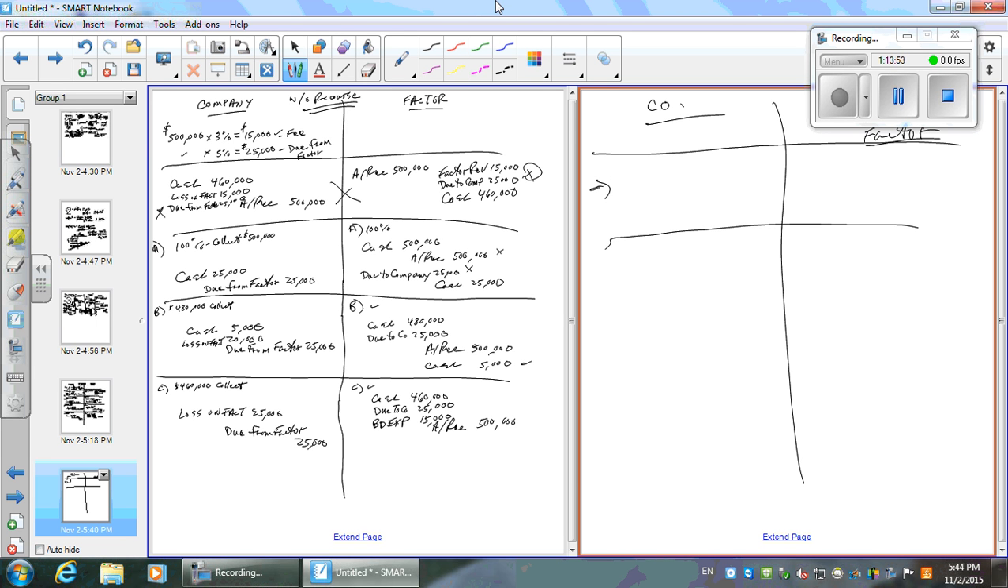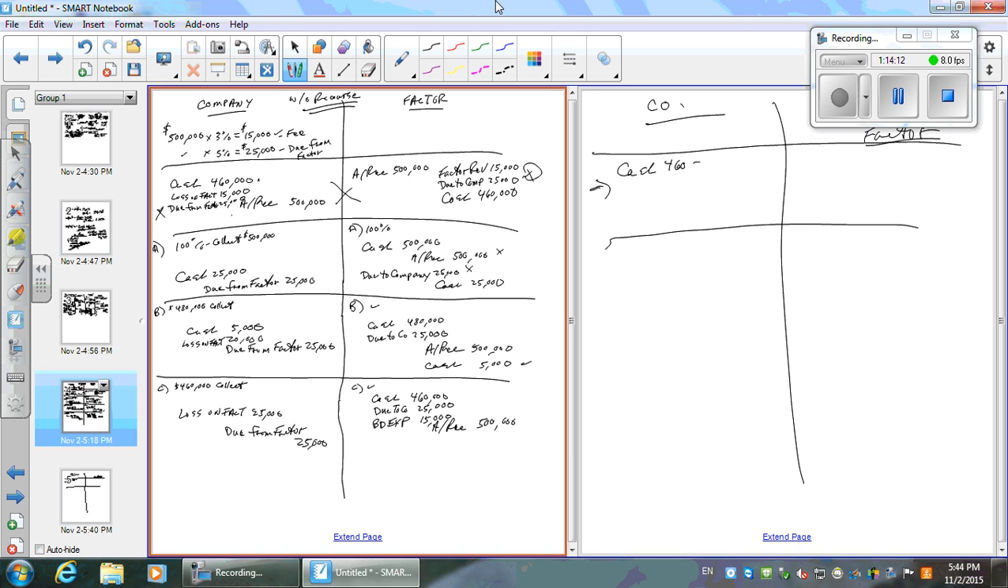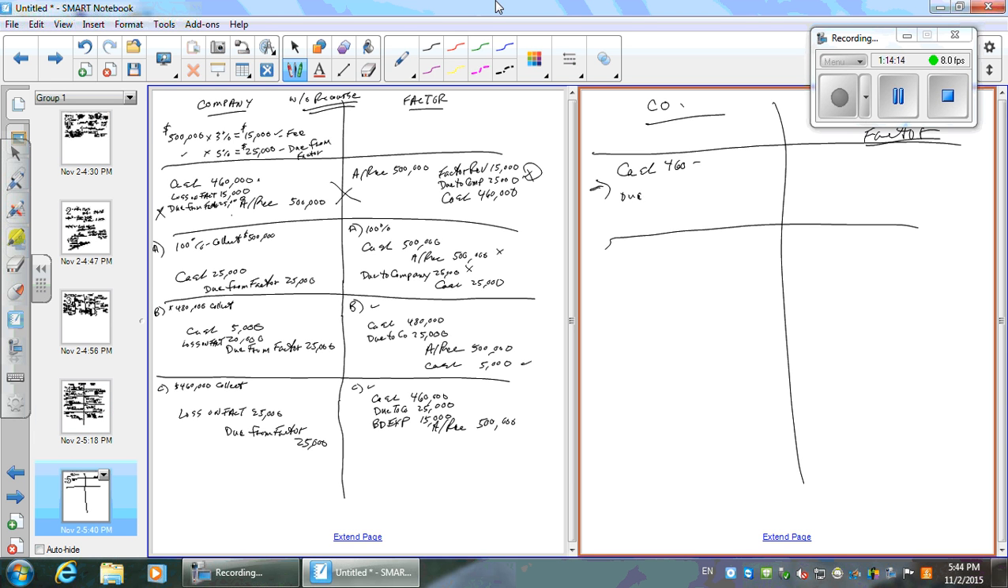So all I'm going to do is make exactly the same journal entry, but add this recourse liability and increase my loss by the recourse liability. Here's what happens. It's still cash of 460,000, okay? It's still going to be due from the factor, for 25, was it? That they held back. It's still going to be accounts receivable sold off of 500.